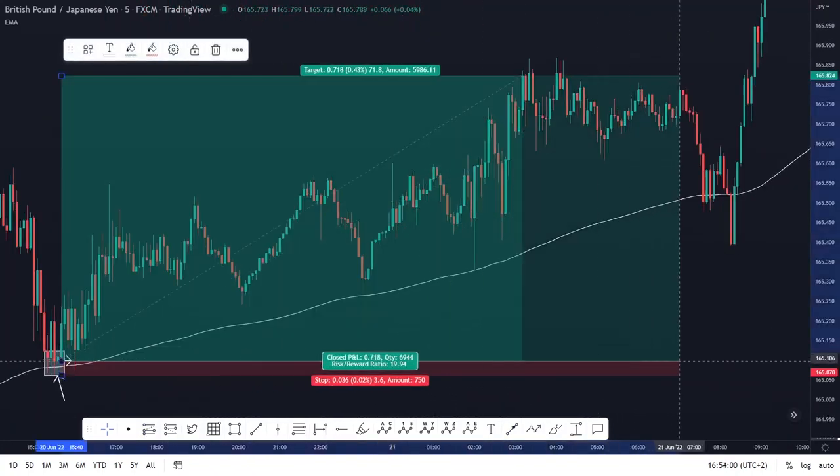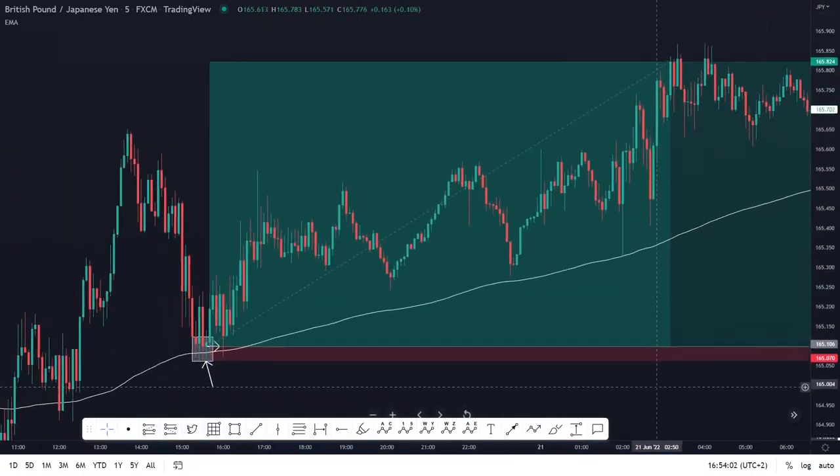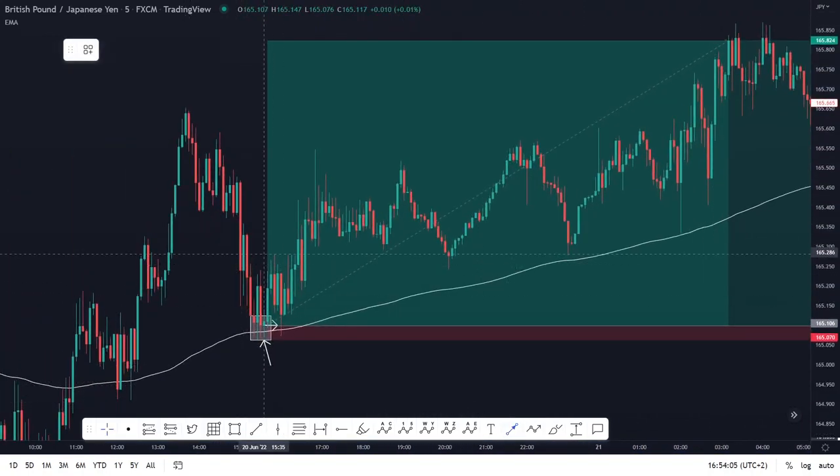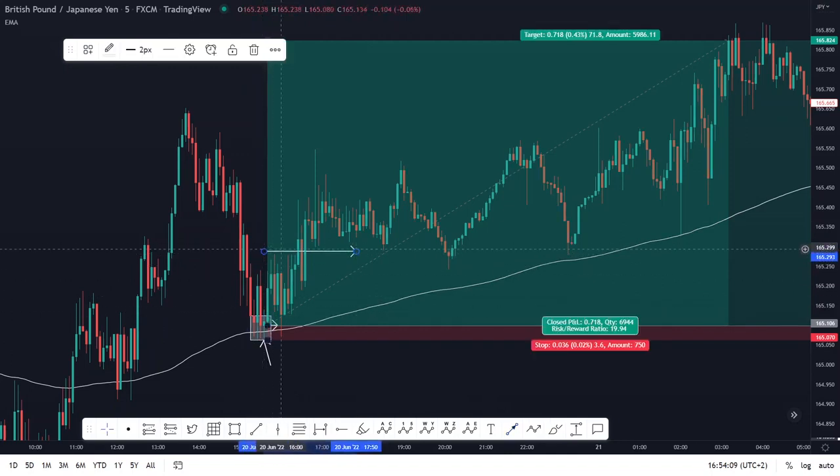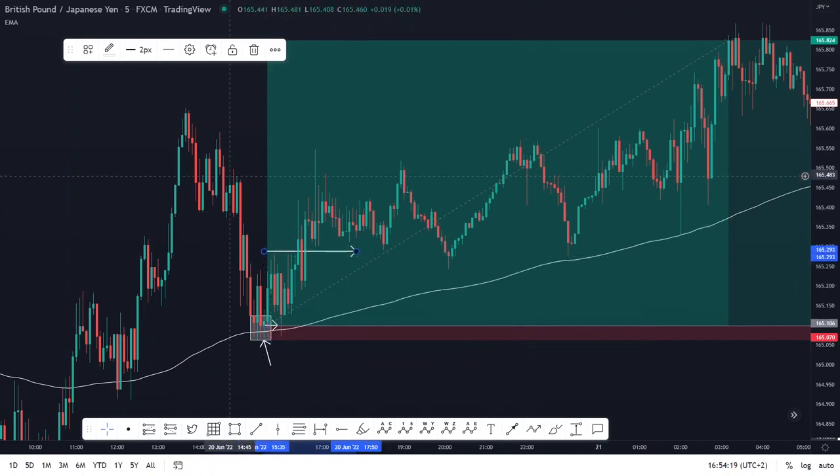As you can see, price was in our favor, and so after price has broken this high here, you just put your trade to break even. So you see, you enter here, and after price has broken this high here, you just put your trade to break even and let the market run.